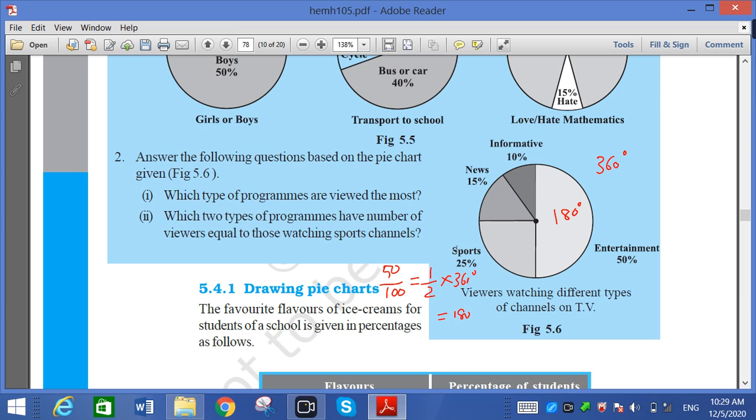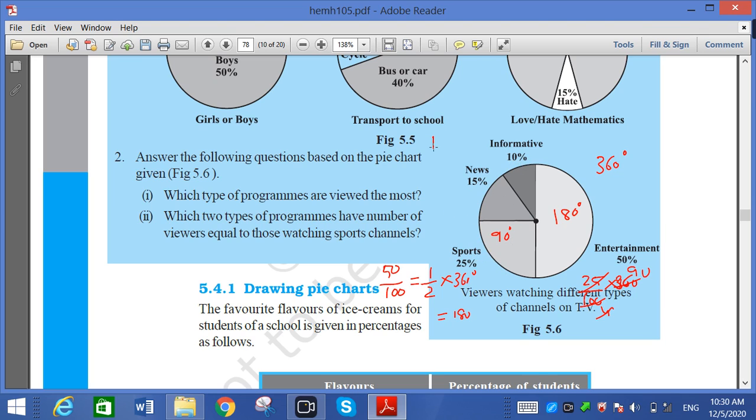Now if I want to find out sports, that is 25. So again 25 upon 100, I have to write into 360. So 25 fours are 100 and 4 90s are 360. So we have to write 90 degree. So drawing the pie chart, the following flavor of ice cream for students, some another question is there. But if I want to convert this into a pie chart or degree, we have to do it like that.